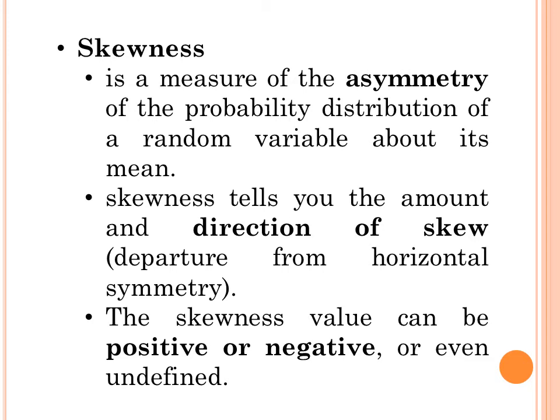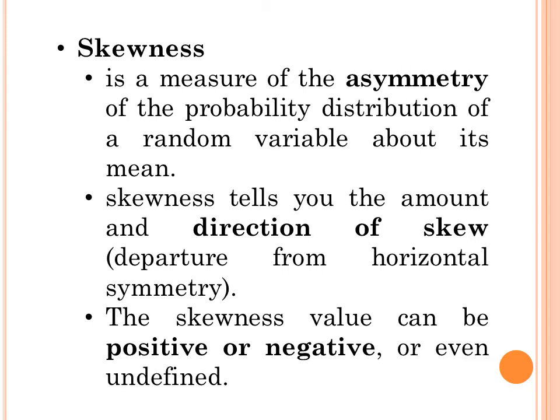Alright, skewness tells you the amount and direction of skew, departure from horizontal symmetry. So when someone asks you, can you show me the skewness of the normal distribution? It entails how much unbalanced the curve is. It tells us how much unbalanced it is on the horizontal symmetry, meaning on the Cartesian plane, that would be the x-axis.